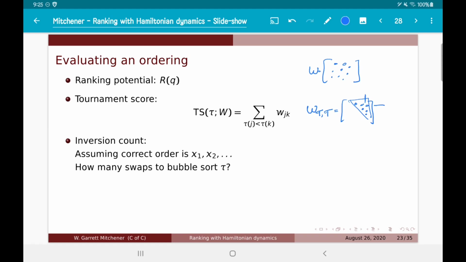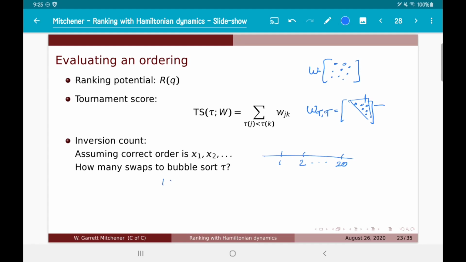Another way of evaluating an ordering that is particular to the synthetic data that I'm using here is inversion count. Since I'm using synthetic data where I know that the items should be ordered in a particular way, just 1, 2, 3, 4, up to 20, I can look at the ranking order that comes out and see how far it deviates from 1, 2, 3, 4, 5, and so on. And an easy way to do that is something called inversion count, which is how many swaps it takes to bubble sort the resulting permutation.